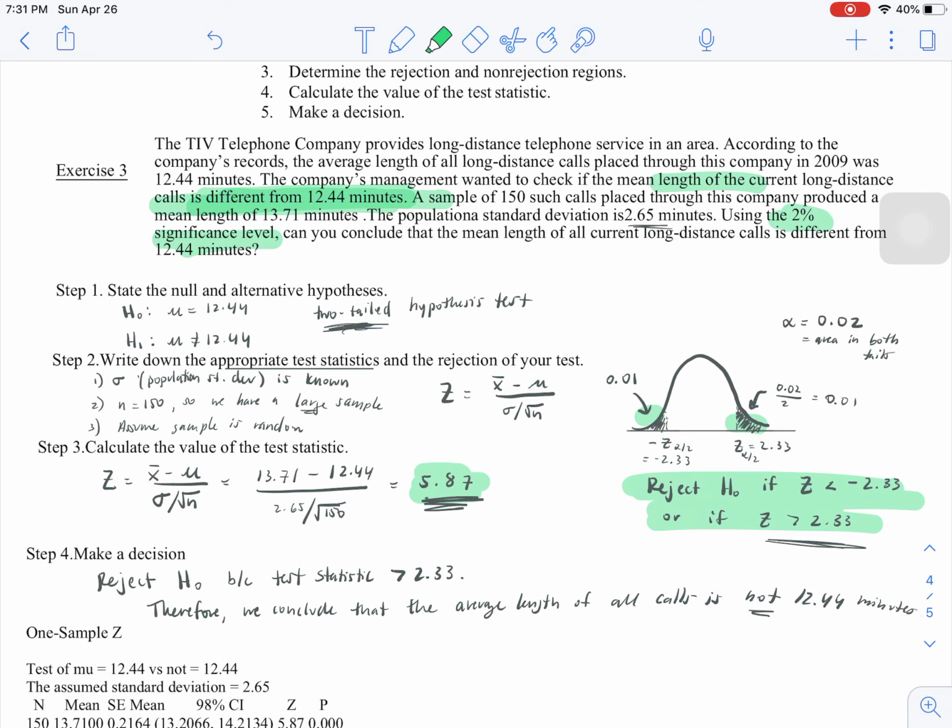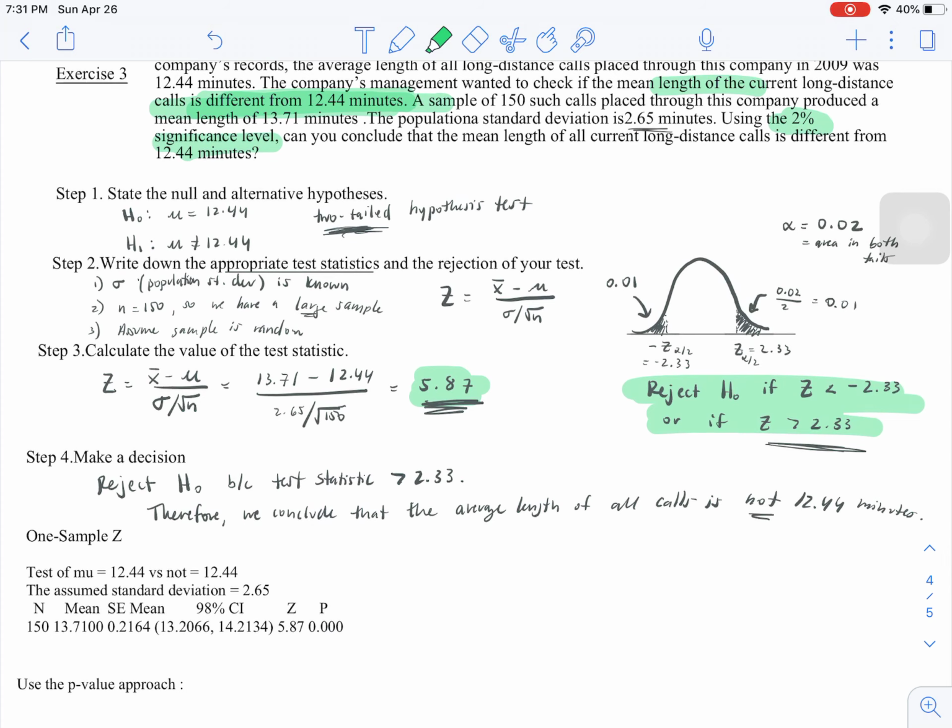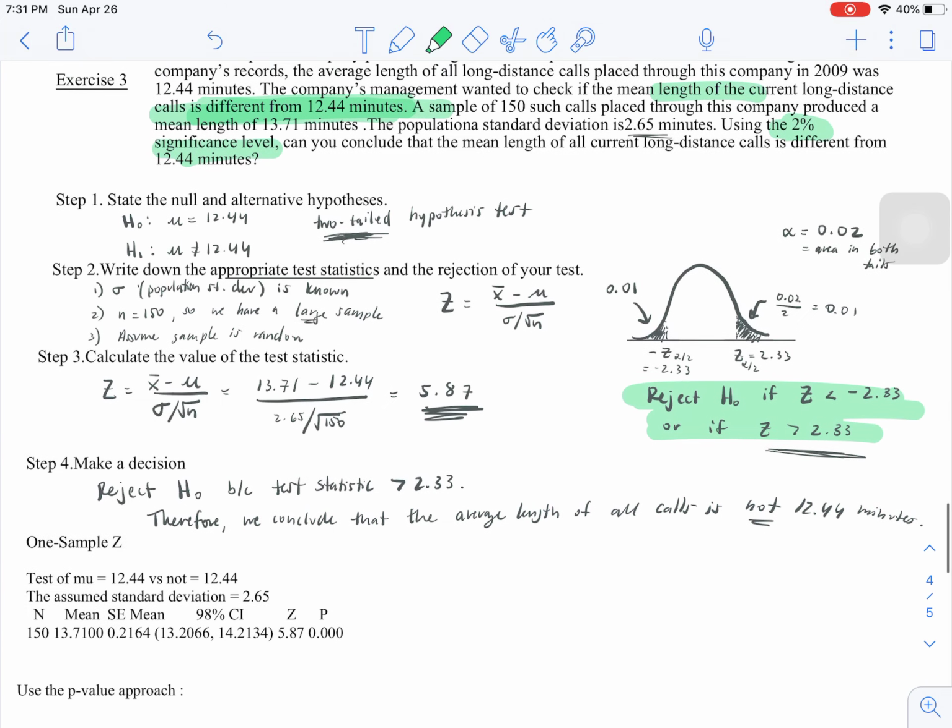These two tails. Then I calculated my test statistic. I got 5.87, which is definitely bigger than 2.33. So I rejected my null hypothesis and concluded the opposite, that the average length of all calls is not 12.44 minutes. That's the critical value approach.